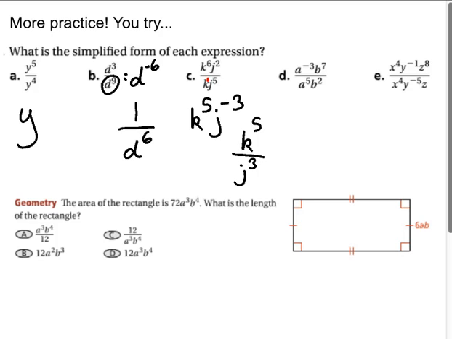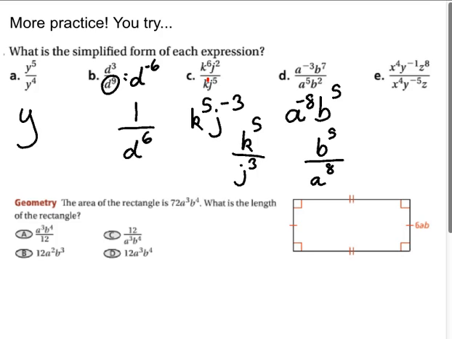All right, what about this next one? For D, a to the negative 3 divided by a to the 5. Negative 3 minus 5 more is a negative 8. B to the 7 divided by b squared. 7 minus 2 gives me 5. I have something with a negative exponent. We need to get rid of that negative attitude. So I'm going to move that a down so it can have a positive exponent.